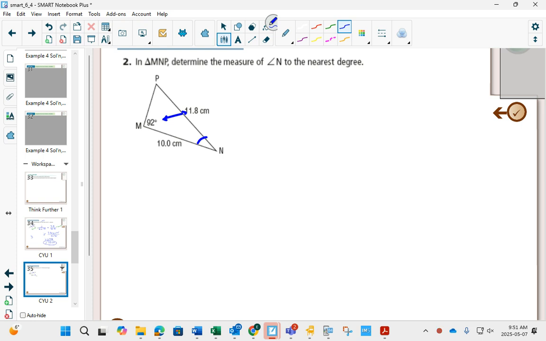But if you wanted to find angle N, you would need its opposite side, and we don't have its opposite side. So we can't use the sine law for angle N because we don't have the two things that go together. But if I look at this question, can you see that we could figure out angle P? And if you found angle P, then they're going to add up to 180.